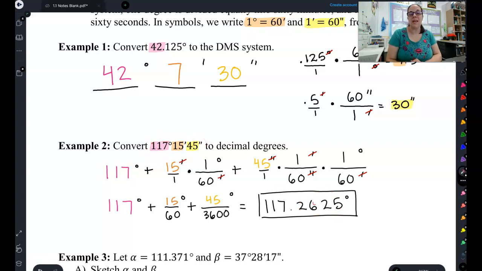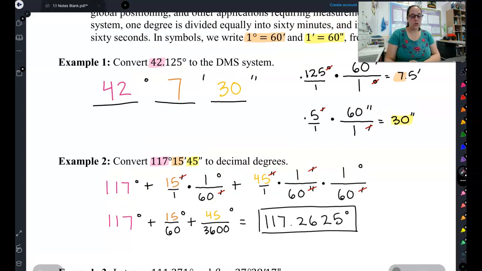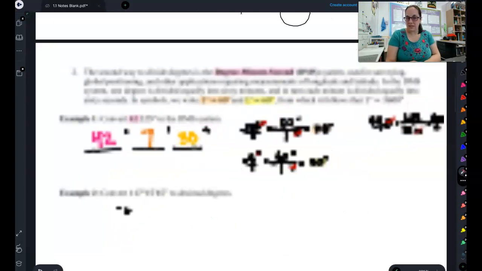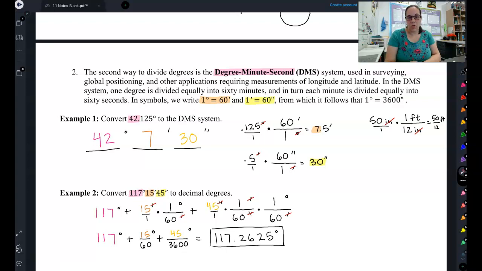Remember, they're the same measure of rotation. We're just measuring it in different ways. This allows our plane's instruments to be a little more specific. So now that we've talked about the DMS system, in the next video, we're going to talk a little bit more about complementary and supplementary angles and practice finding those complementary and supplementary angles.